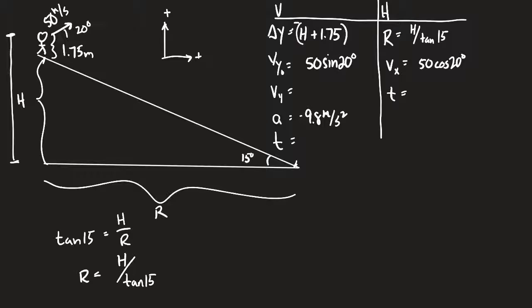And go ahead and figure out what tan of 15 is, 50 sine 20, and 50 cosine 20. They're all just numbers, and we're going to get some kind of numerical answer here. So I'm going to start with asking, what is tan 15? 0.268. What is 50 sine 20? 17.1. What is 50 cosine 20?